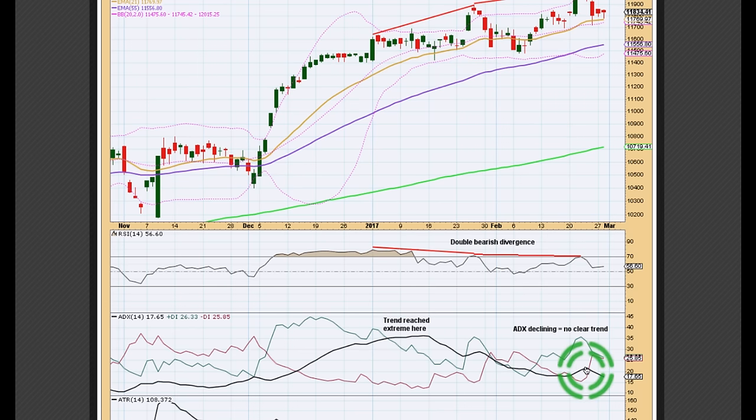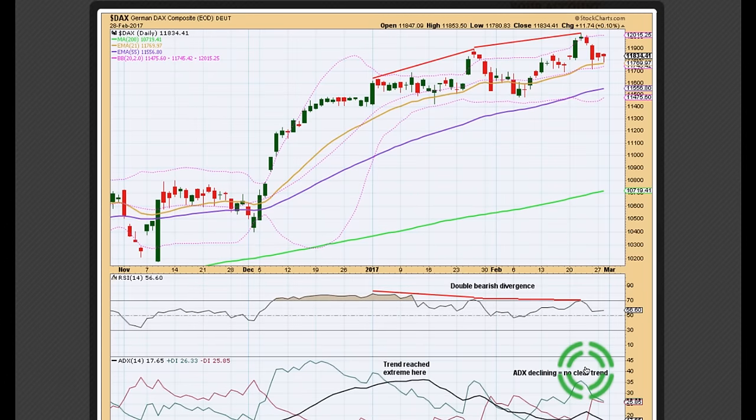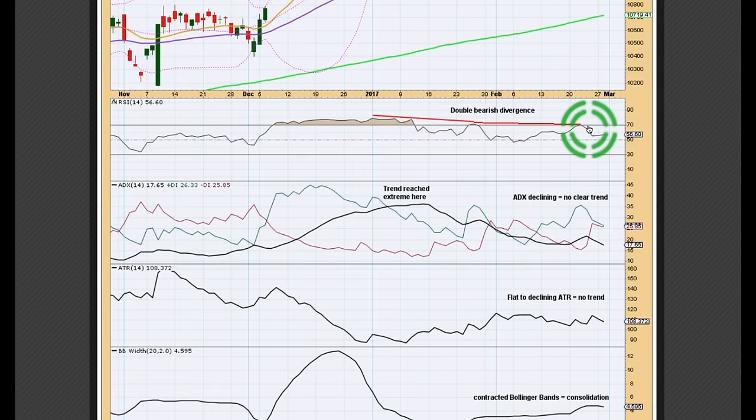So at this stage, there's no clear trend indicated for DAX, even though it has had a couple of higher highs and a series of higher lows. So it is still, by definition, in an upward trend. It's just not a very strong trend, and there's some signs of weakness here.